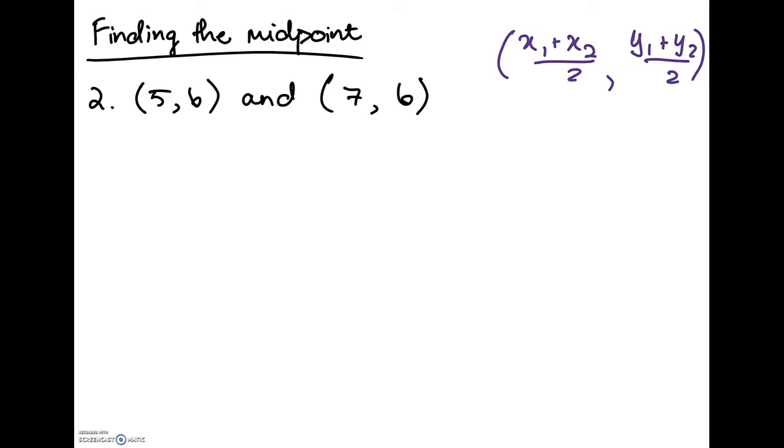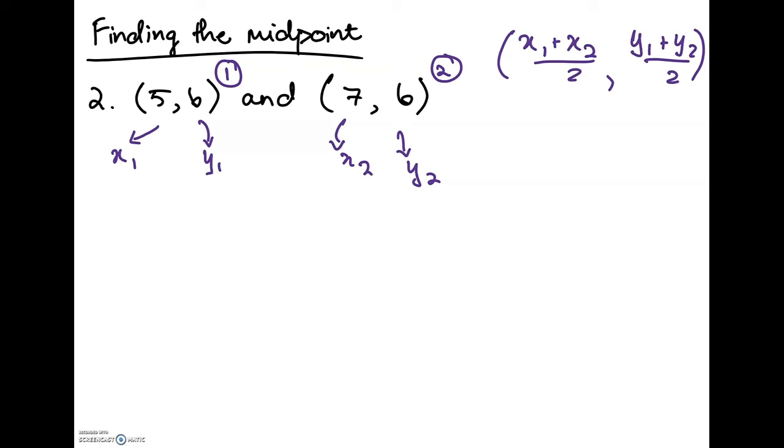So here's our next example. We're going to find the midpoint between 5, comma, 6 and 7, comma, 6. One thing you can first tell is that both the y values are the same. So this is x1, this is y1, this is x2, and this is y2. Again, I chose this as coordinate number 1 and this as coordinate number 2.